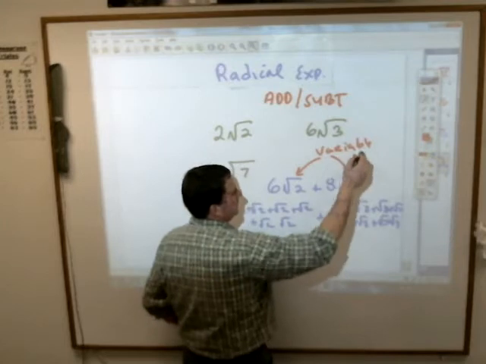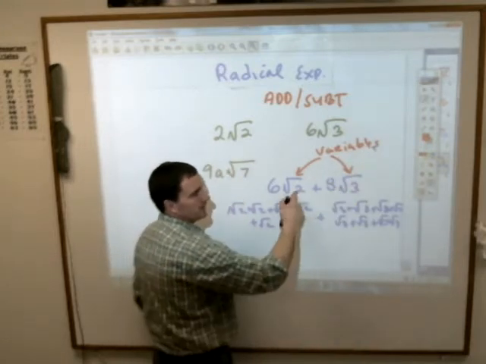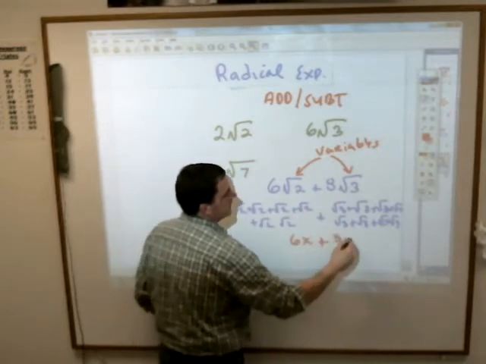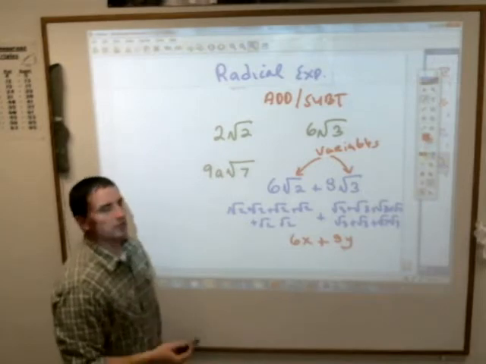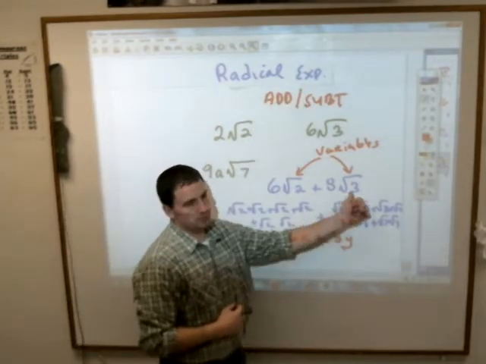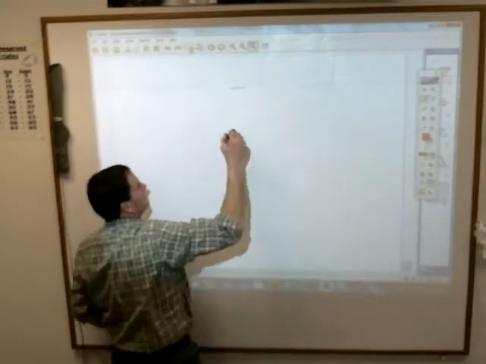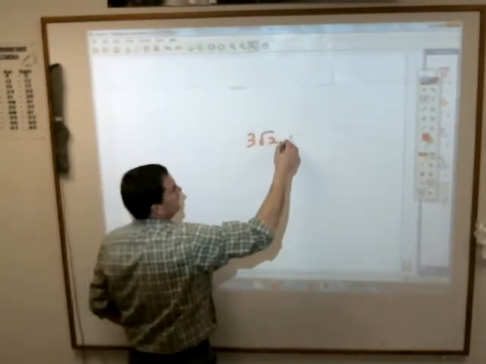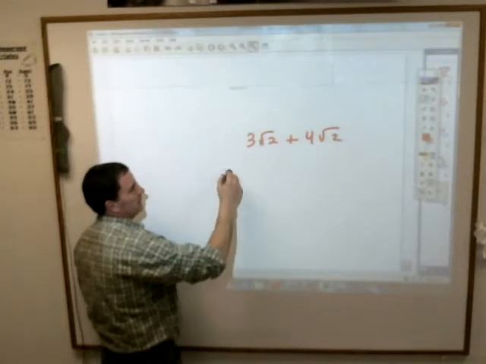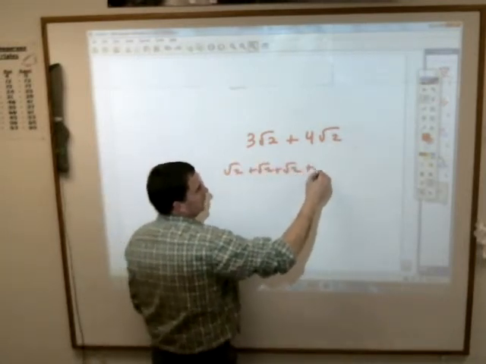Okay? In other words, you cannot put unlike radicals together, just like if you had 6x plus 8y, there's nothing you can do with that. The only way that you can add radical expressions together is if they have the same square root sign. For example, if I had 3 times the square root of 2 plus 4 times the square root of 2, that would mean I have 3 square roots of 2 plus 4 square roots of 2.